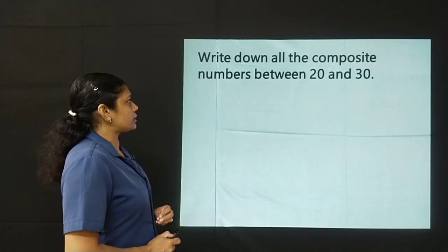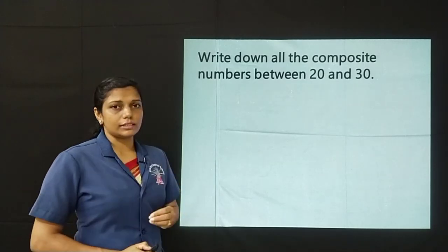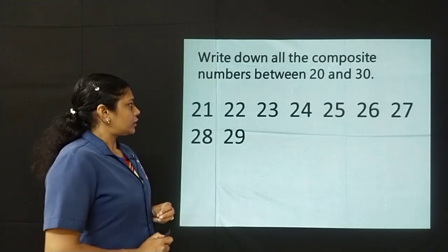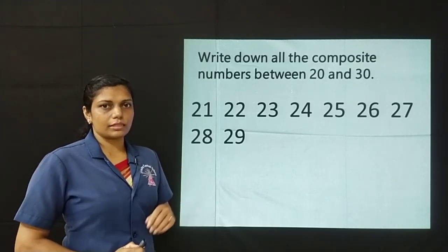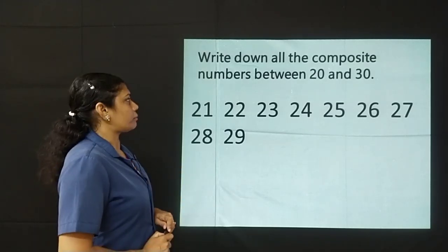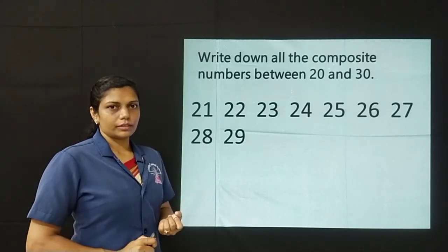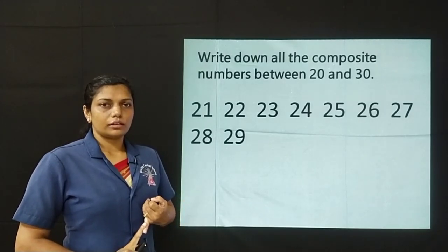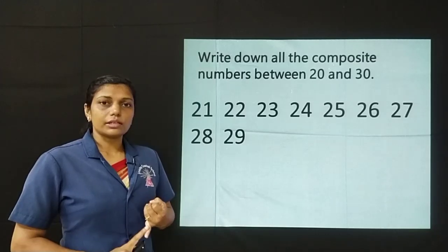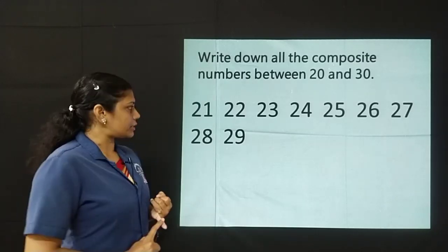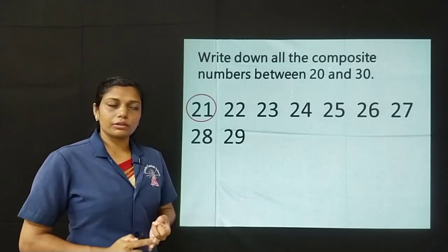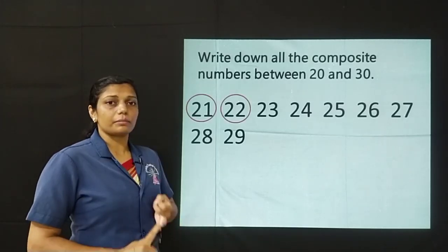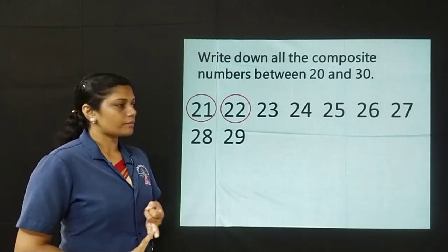Write down all the composite numbers between 20 and 30. 21 to 29, correct? Numbers between 20 and 30. Now let us check the composite numbers. 21, is it a prime number? No, 21 is divisible by 7, so it has to be a composite number, it has many factors. 22 is an even number, it has to be a composite number because it is divisible by 2.